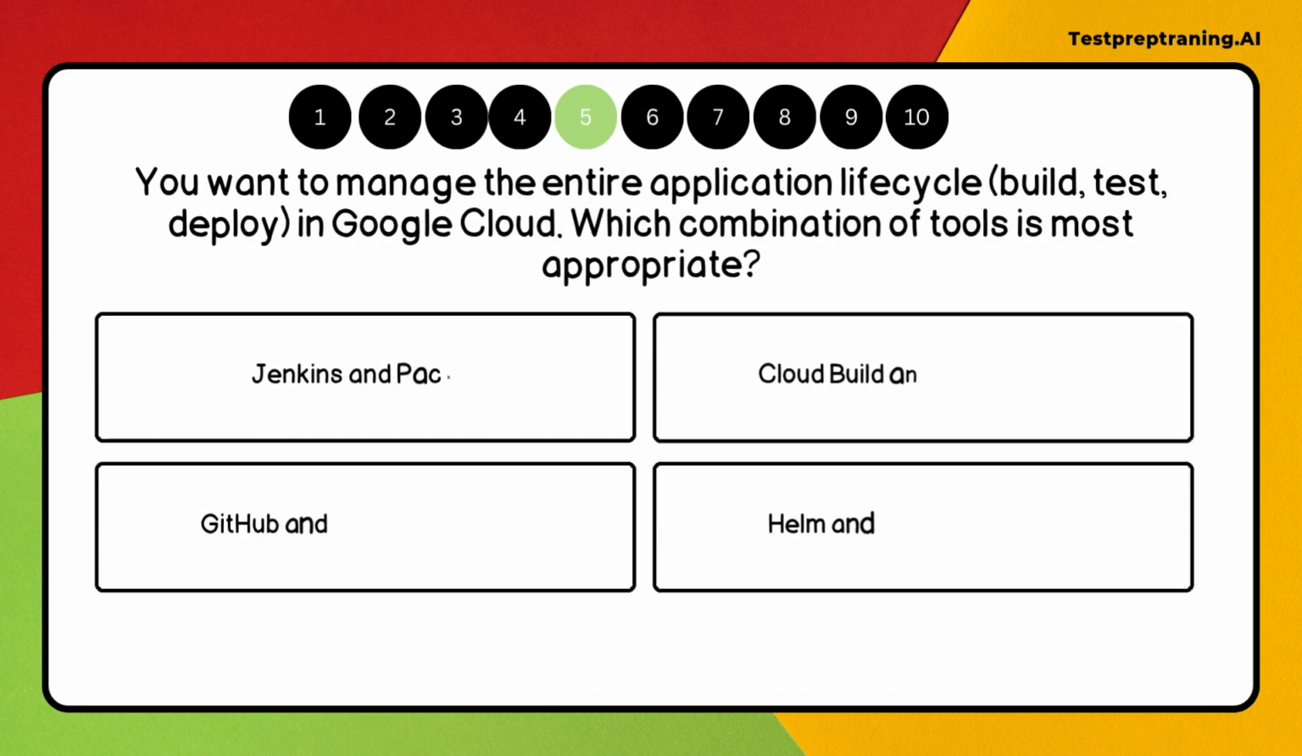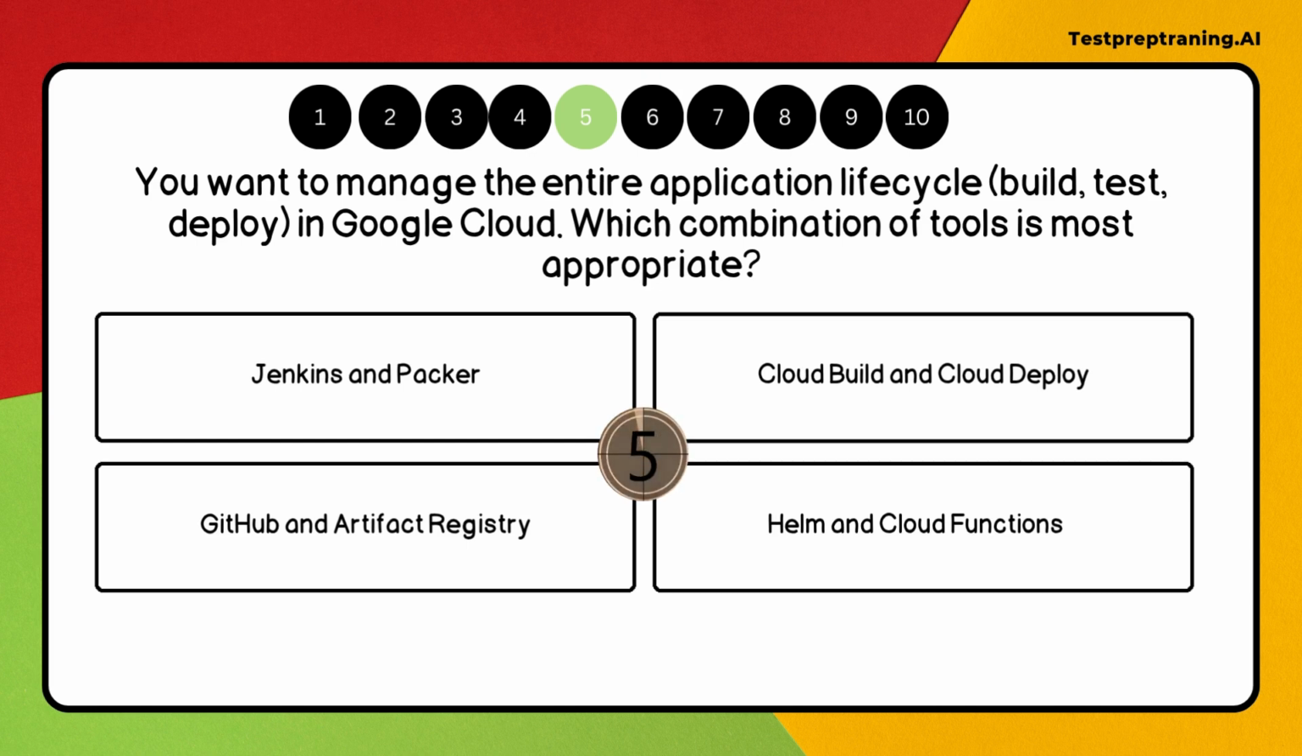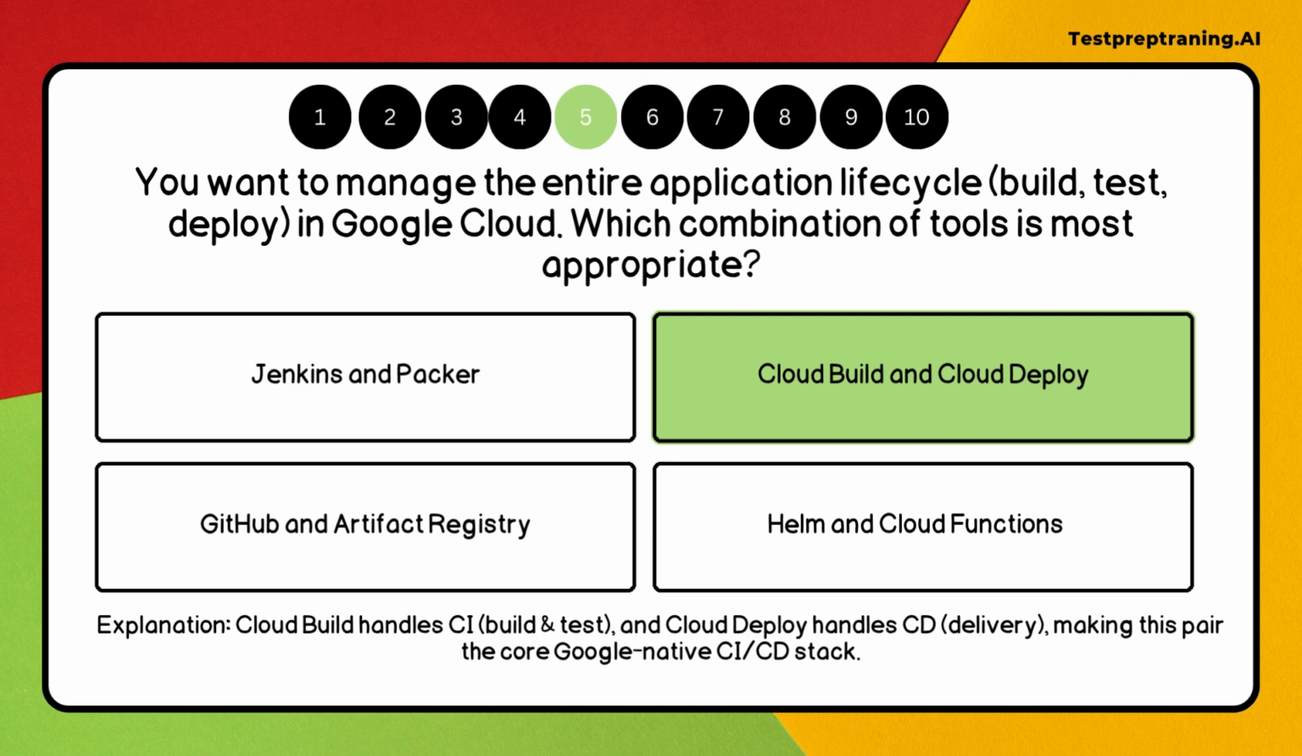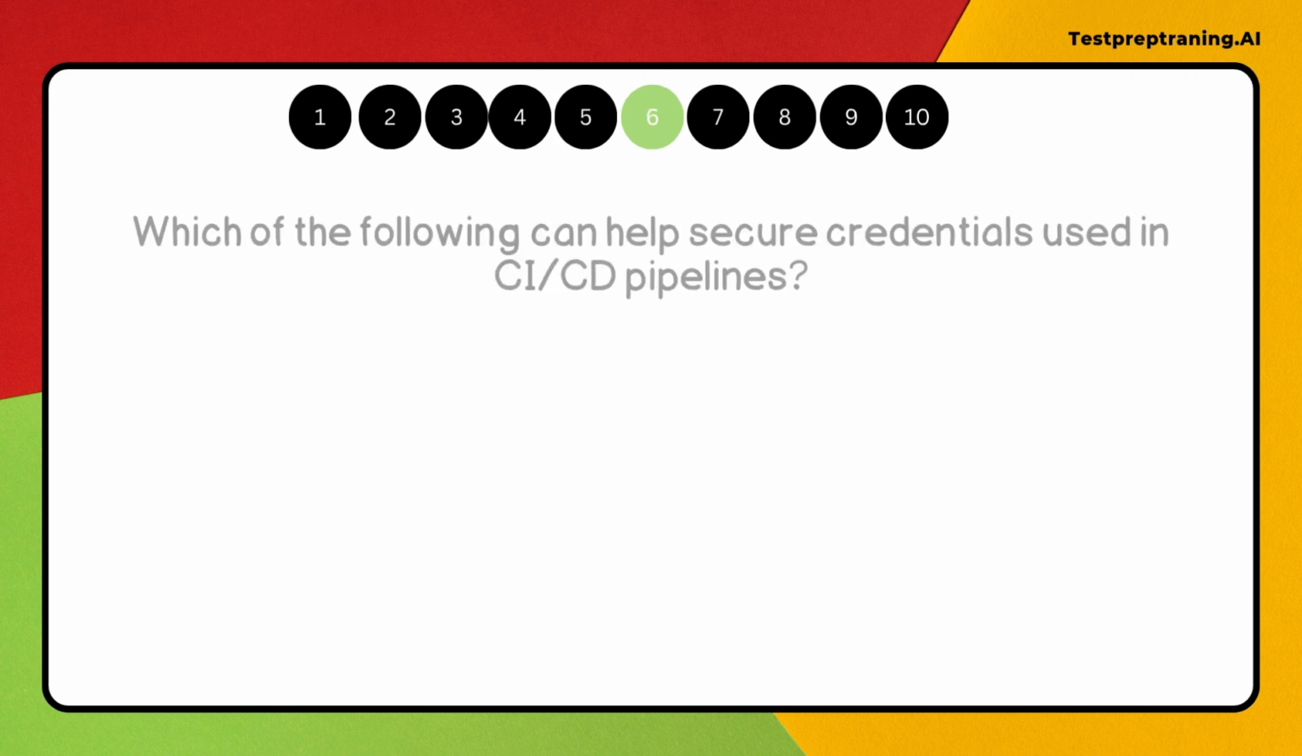Question 5. You want to manage the entire application lifecycle, build, test, deploy, in Google Cloud. Which combination of tools is most appropriate? Correct answer is Cloud Build and Cloud Deploy. As Cloud Build handles CI, build and test, and Cloud Deploy handles CD, delivery, making this pair the core Google native CI/CD stack.